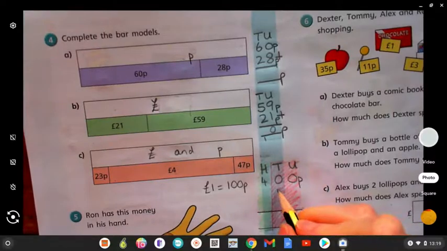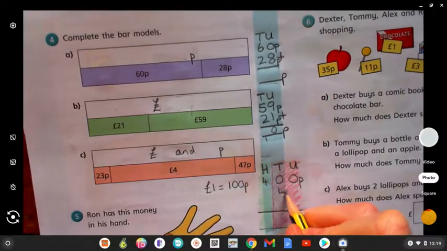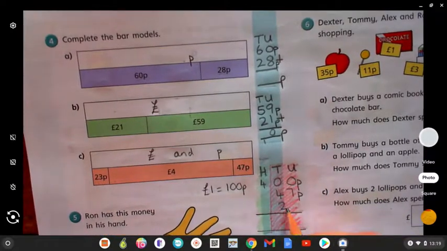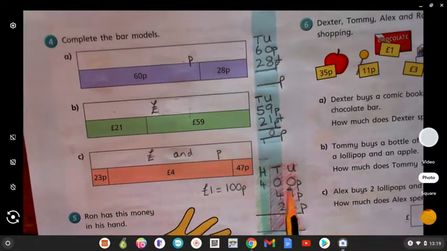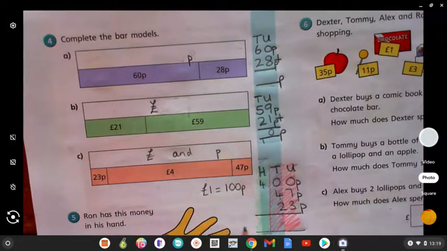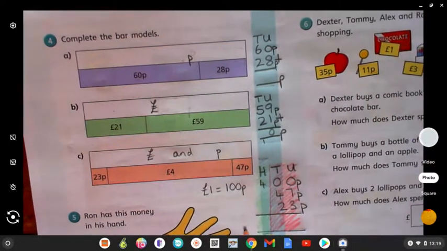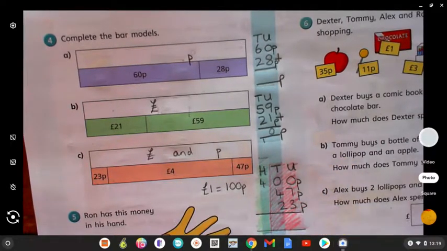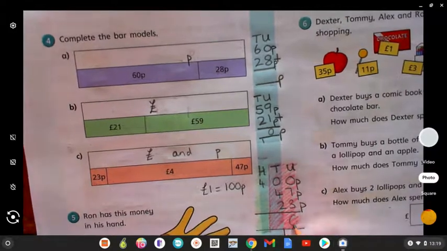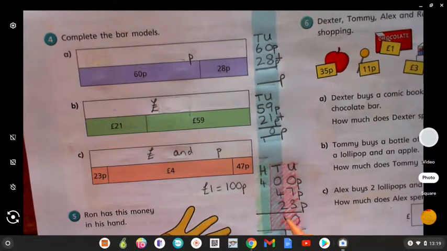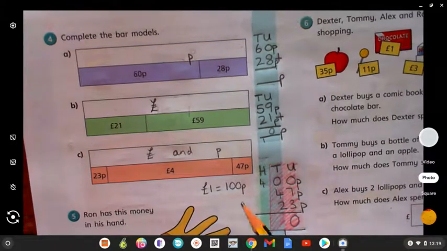Then we add 47 pence to our column addition, then 23 pence here. And our pence is always the last two digits of the number, and then our pounds is anything before that. So you start with your units or your ones column. 7 add 3 is 10, so carry that 1. Then 4 add 2 is then add 1, and so on, and work your way through the columns, okay?